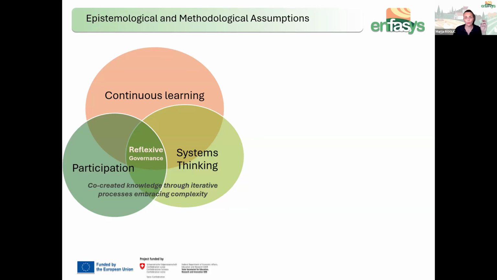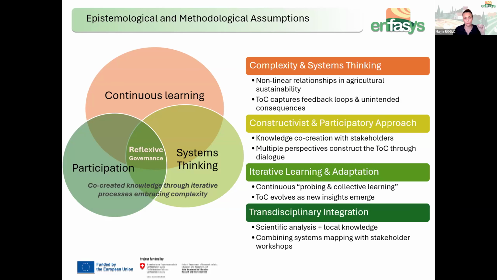So looking at our 4 key assumptions. First, we recognize complexity and systems thinking: agricultural sustainability challenges involve nonlinear relationships, where our theory of change must capture feedback loops and unintended consequences rather than simplify them away.